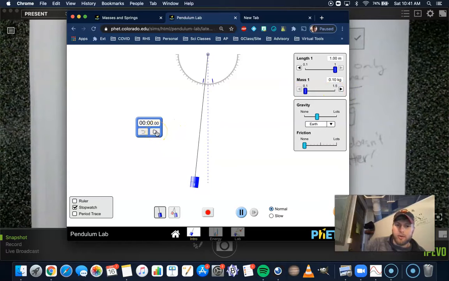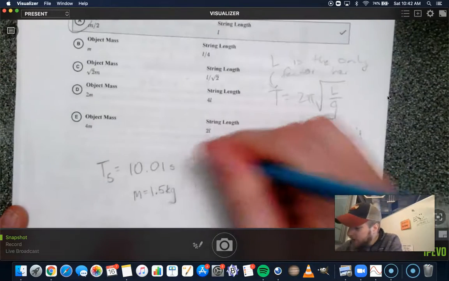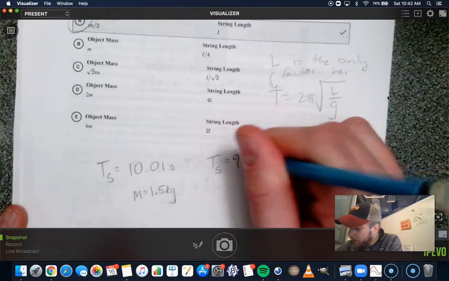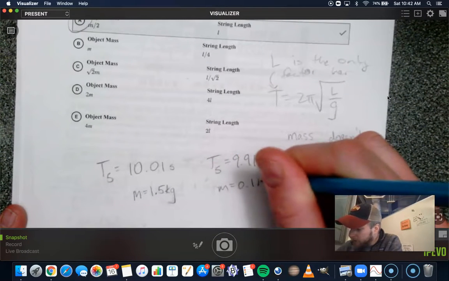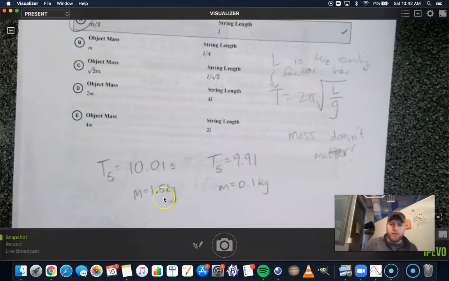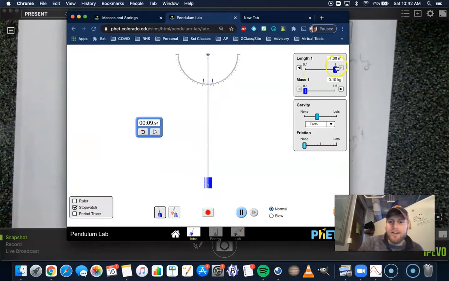We're going to time 5 swings one more time. Start. 1, 2, 3, 4, 5. All right, 9.91. I'm pretty convinced there. That was 9.91 at a mass of 0.1 kilograms. Now, you could do this a bunch of times, and within uncertainty, you'd get that the times are exactly the same.